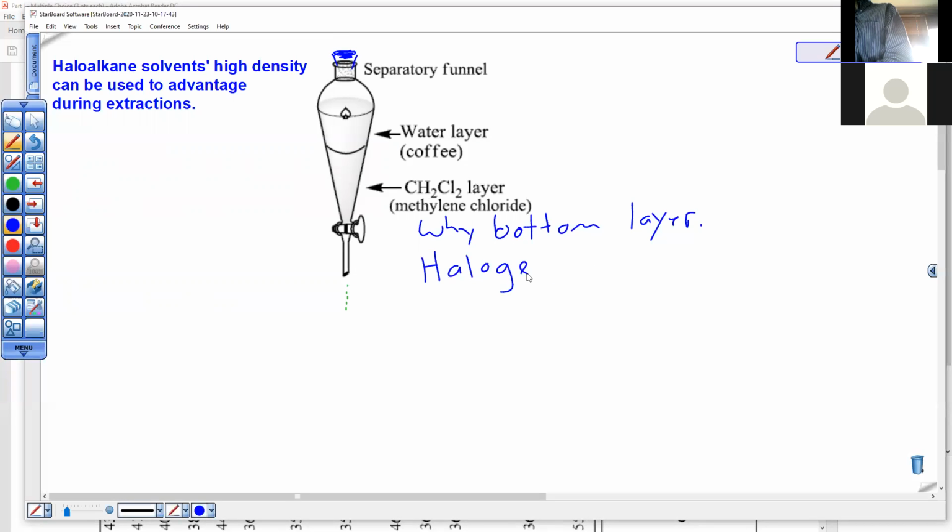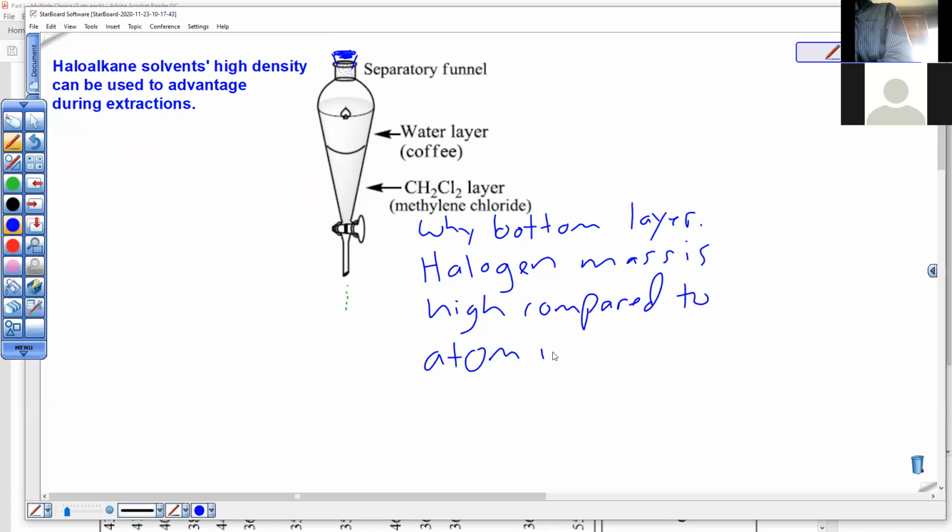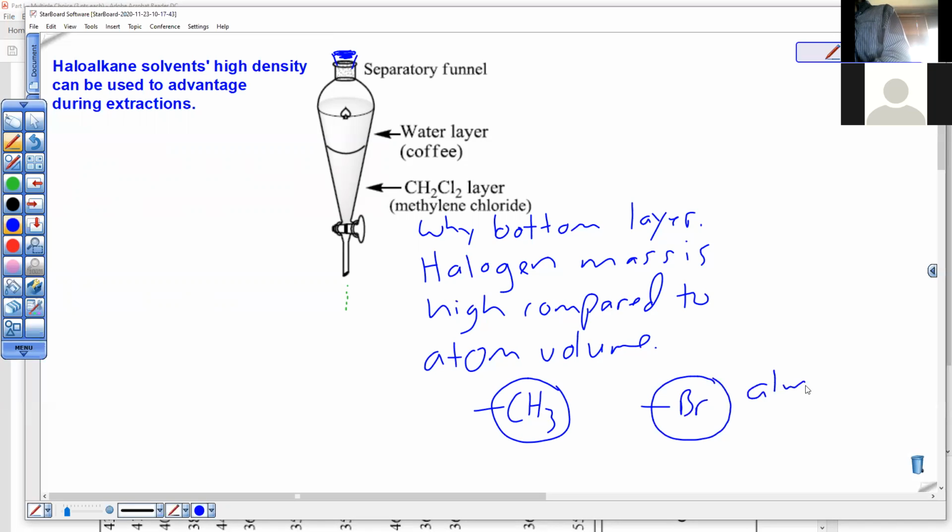Halogen mass is high compared to its volume, atom volume. My favorite example is a CH3 taken together has about the same volume as a Br. Almost same volume.